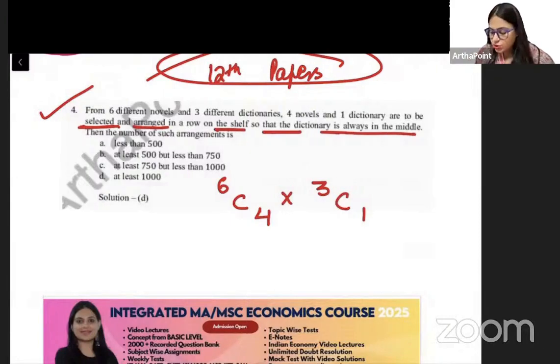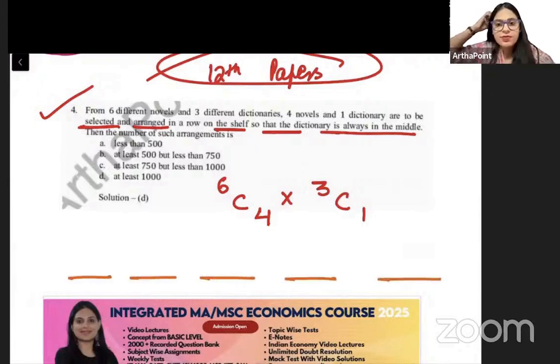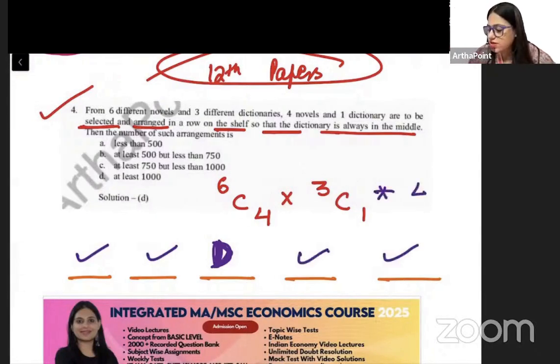So in order to do arrangement, beta, totally I will have 5 places. 4 novel and 1 dictionary, I have 5 places. But dictionary is always in the middle. That means I have fixed the place of dictionary. So I need to arrange novels now. How many novels I have? 4. So I can arrange the 4 novels in these 4 places in 4 factorial ways. Arrangement bhi ho gayi ab. So I have arranged novels in 4 factorial ways.